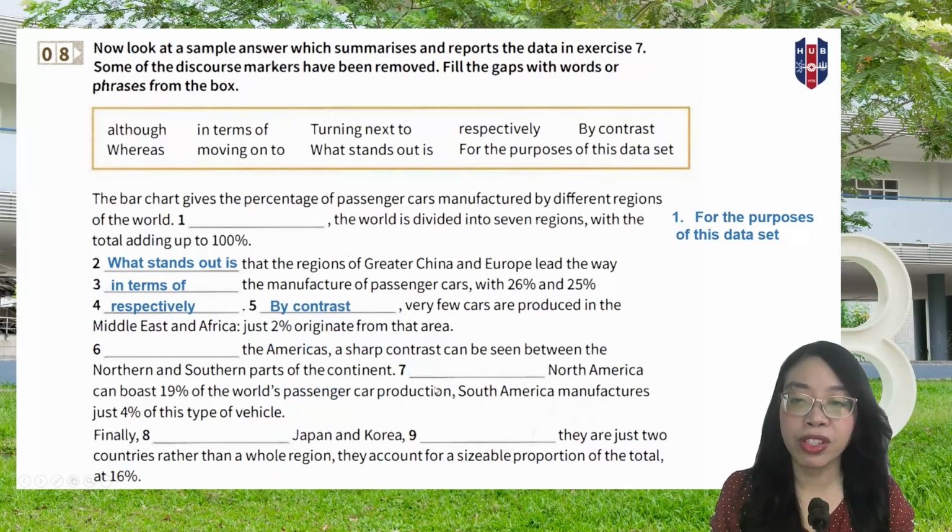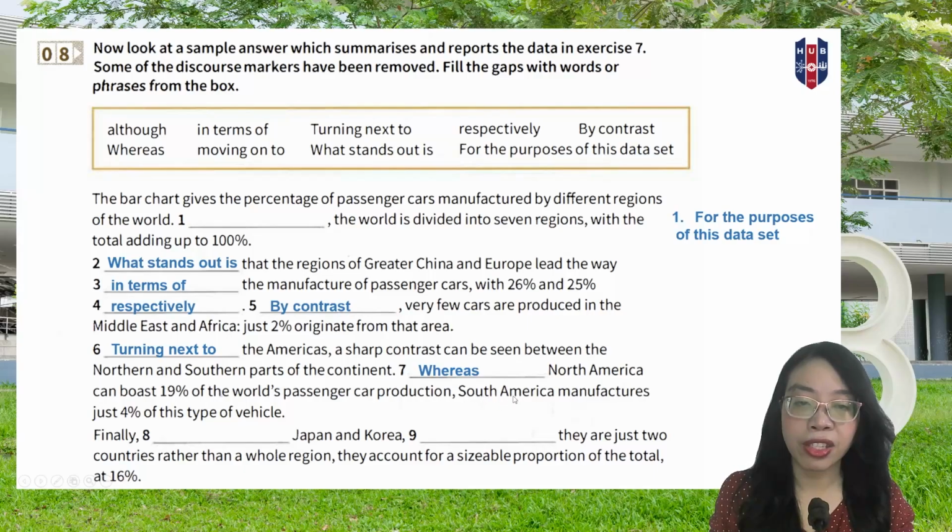Number 5, you can say "by contrast" to show the contrast, right? Remember we have a comma here. And "by contrast" stands at the beginning of the sentence. For number 6, you can say "turning to" or "turning next to," okay? For number 7, "whereas," okay?